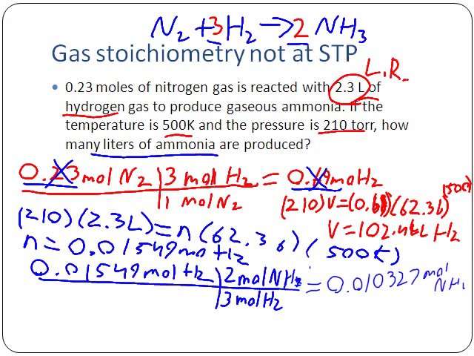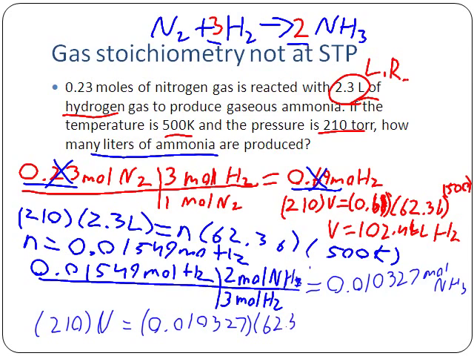But now we have to go back and plug it back into PV equals nRT. So the pressure is 210. The volume here we do not know. That's what we're looking for. Equals n, which we just found as 0.01032, times 62.36, times the temperature, which is 500 K.